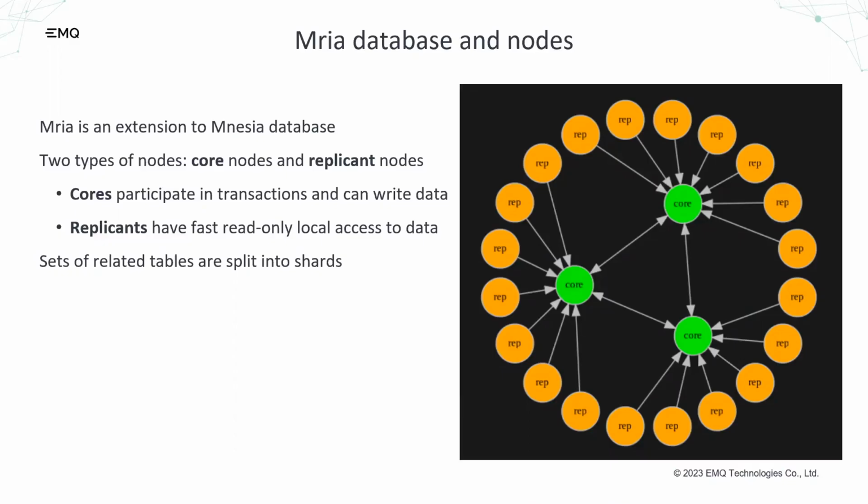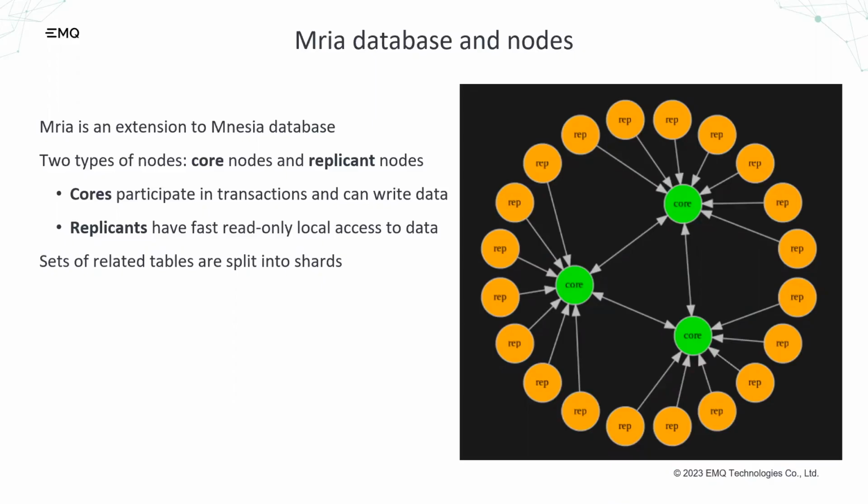Since all core nodes participate in our two-phase commit protocol and hold an up-to-date copy of the data, Mria retains much of the same fault tolerance guarantees. If one or several core nodes go down, the cluster does not lose any data and continues running.